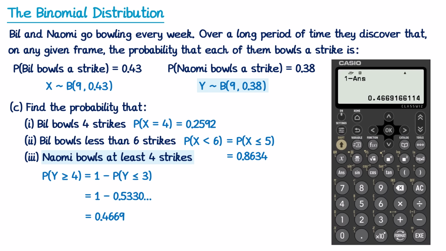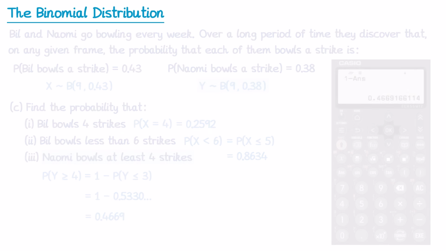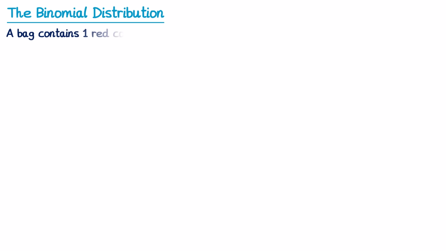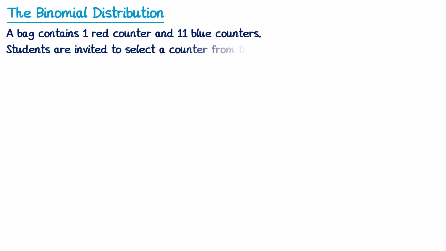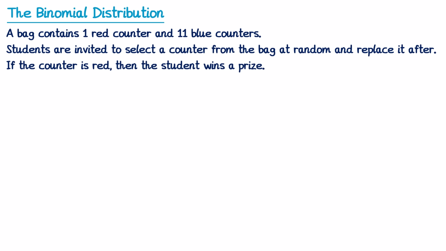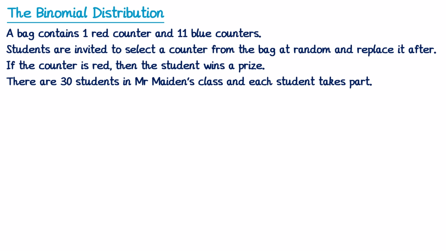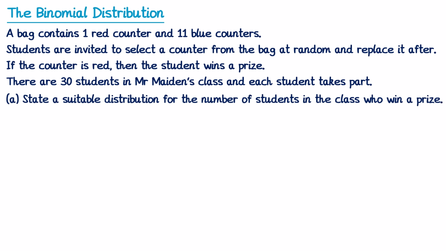Now we're going to have a look at some other complications that can happen in exam questions. Take this question here. A bag contains 1 red counter and 11 blue counters. Students are invited to select a counter from the bag at random and replace it after. If the counter is red, then the student wins a prize. There are 30 students in Mr. Maiden's class and each student takes part. State a suitable distribution for the number of students in the class who win a prize.